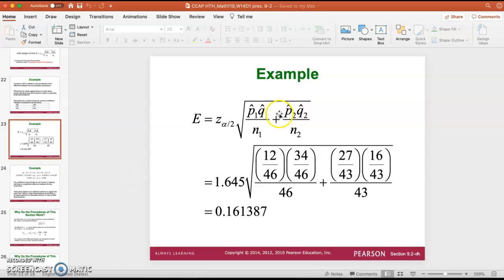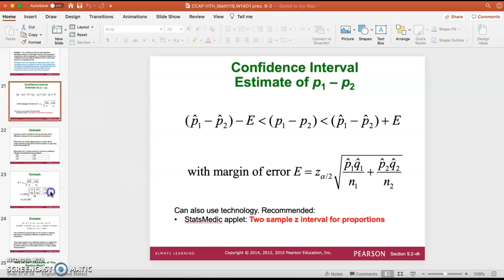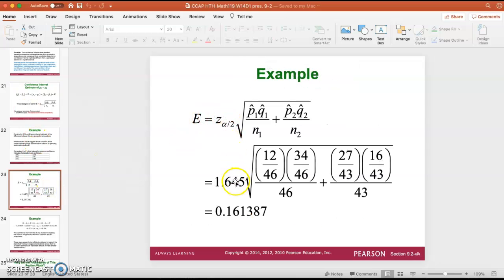And now I'm just plugging everything in from those formulas from before, which are those right there. To find the margin of error, I'm using that 1.645, plugging in p hat, that first sample proportion, 12 out of 46. Then the opposite of that is 46 minus 12, which gives 34, out of 46. Here's the sample proportion for the second sample, the quarter sample, 27 out of 43. Subtract that, 16 out of 43, there's our opposite, divided by 43. Once we evaluate all that, we should get a margin of error of about 0.161387.